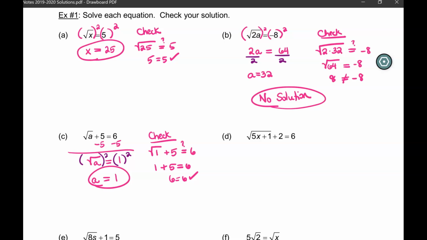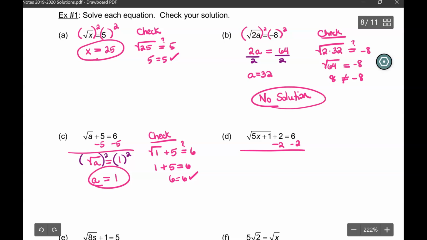D. Okay, we're going to isolate the radical, so we're going to subtract 2 from both sides. I get square root of 5x plus 1 equals 4. And that's all I can do to isolate the radical. So now I'm going to square both sides. And we get the whole thing, 5x plus 1. On the right side, 4 squared is 16. Now we're going to isolate the variable, so I'm going to subtract 1 from both sides. I get 5x equals 15.